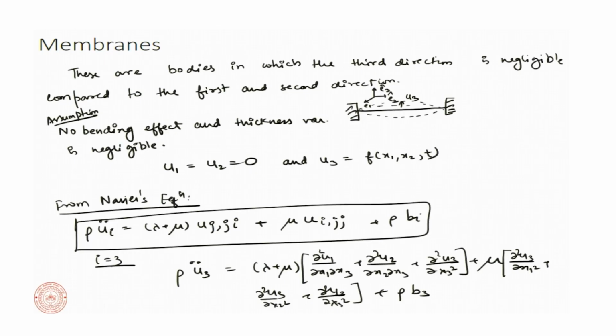Now, u1 and u2 are 0, so these terms become 0. u3 is not a function of x3, so this term also becomes 0. Likewise, u3 is not a function of x3, so this term becomes 0. So, our simplified equation from Navier's expression becomes rho del square u3 by del t square equals mu times del square u3 by del x1 square plus del square u3 by del x2 square, plus rho b3.